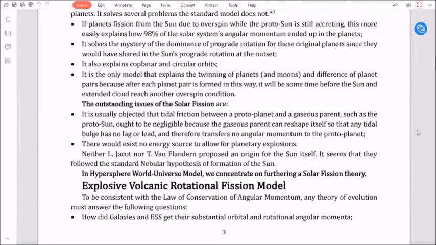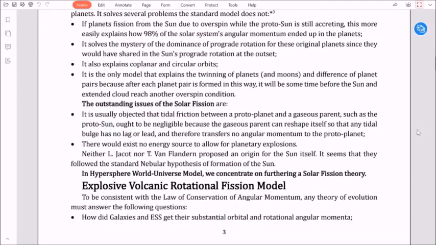In the Hypersphere World-Universe Model, we concentrate on furthering a solar fission theory. What else can we use? That's it, what we have in the literature right now. Explosive volcanic rotational fission model. This is the name of our model.